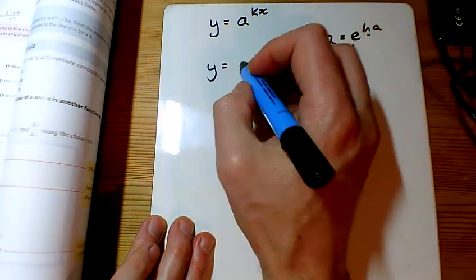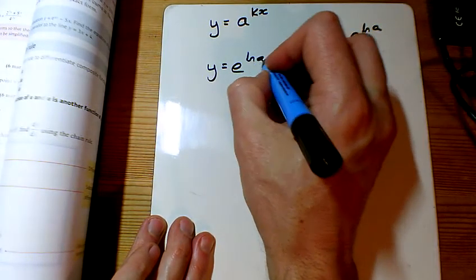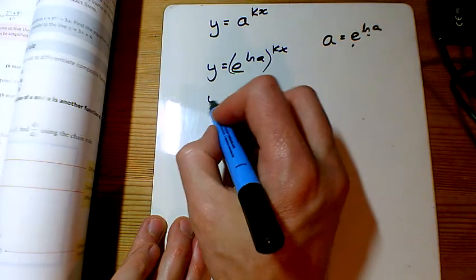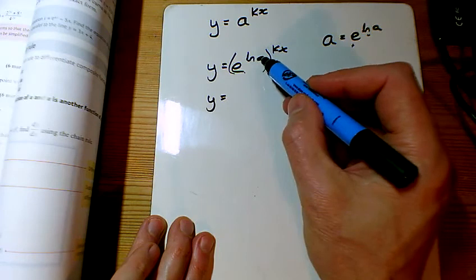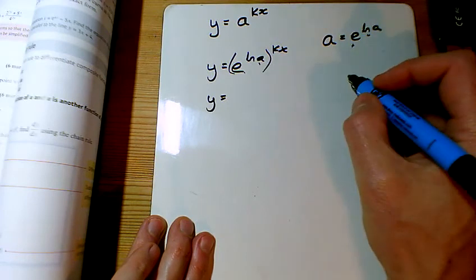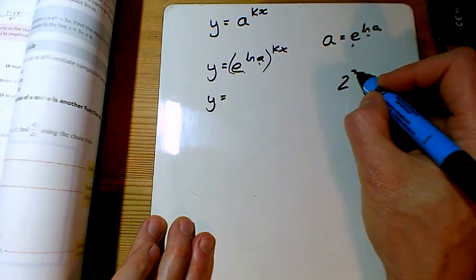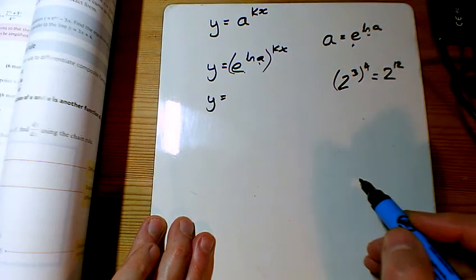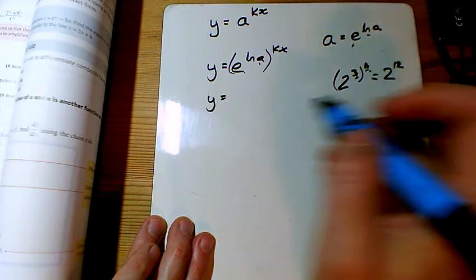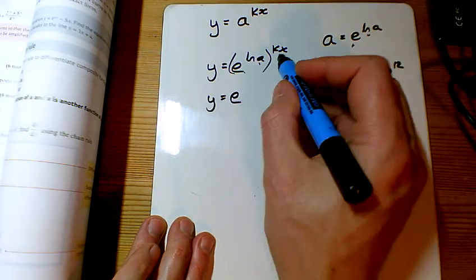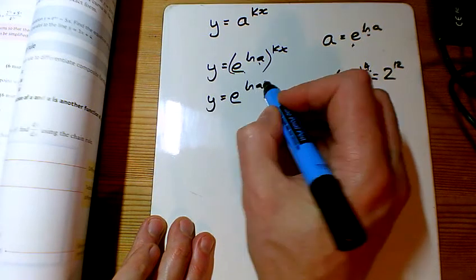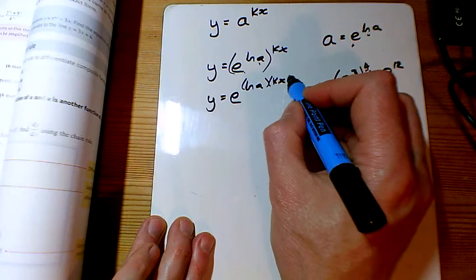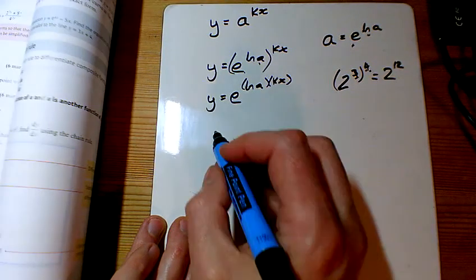So I'm going to write this as e to the ln A times by to the power of kx. Next, what we've got here is something to the power. And the rule you should remember: if I did 2 to the power of 3, all to the power of 4, you'd agree that was 2 to the power of 12. Your power rule says we times these two things together. So that's what I'm going to do. I'm going to write e to the ln A, being careful how I write this, times by k times by x. And so we've got that there.